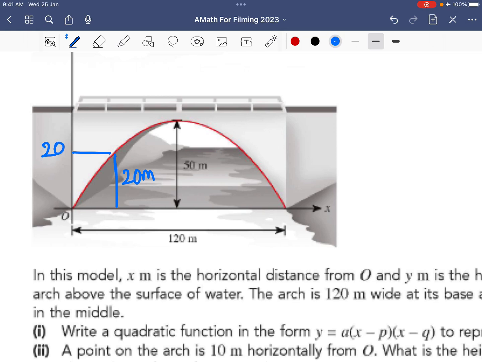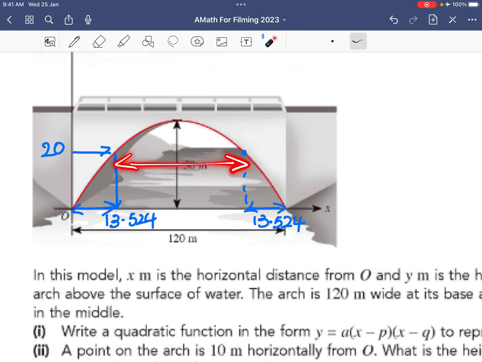So I learned that at 20 meters, my x value here is 13.524. It also means that here is 20 meters, here to here is 13.524, here to here also 13.524. So what the question is actually asking you for is the width of the bridge. So the width is actually down here. This is the width they are looking for.